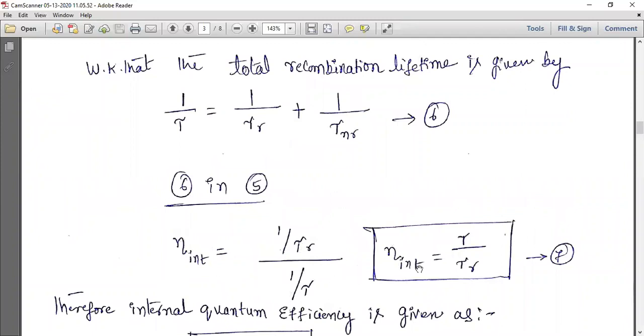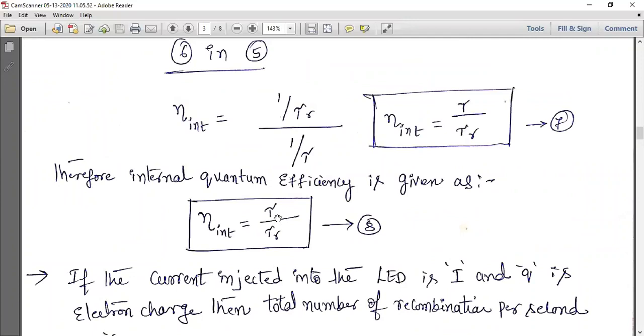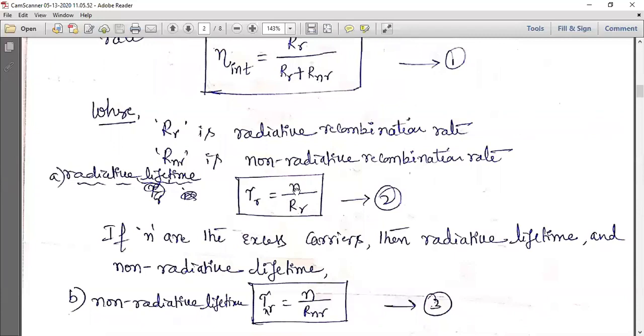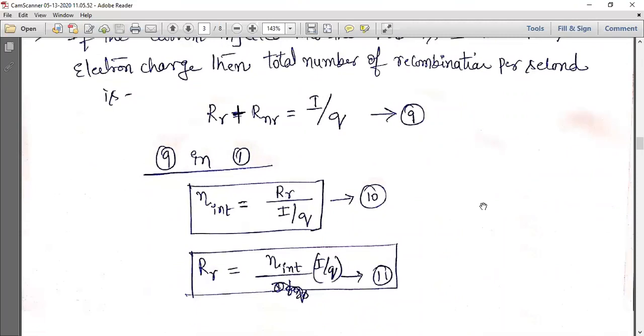So the internal quantum efficiency is given by tau divided by tau r. Therefore the internal quantum efficiency in terms of this is tau by tau r. From this also you can use, anything can be used. So this is one way of finding the internal quantum efficiency of your LED. If you know the current and the electron charge for that particular LED, then also it can be calculated in other ways. Now we'll go for studying the power present in it.